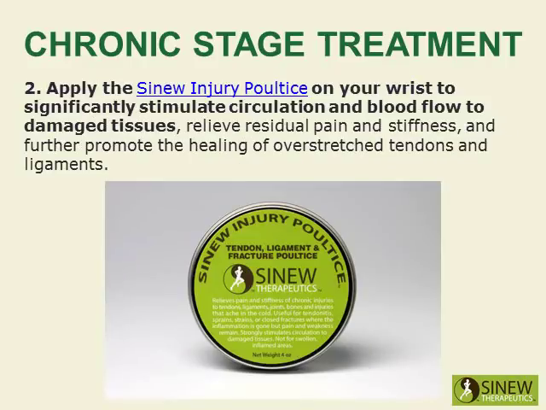Apply the Sinew Injury Poultice on your wrist to significantly stimulate circulation and blood flow to damaged tissues, relieve residual pain and stiffness, and further promote the healing of overstretched tendons and ligaments.